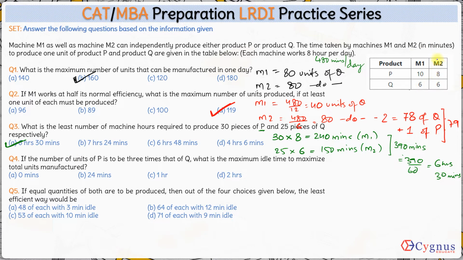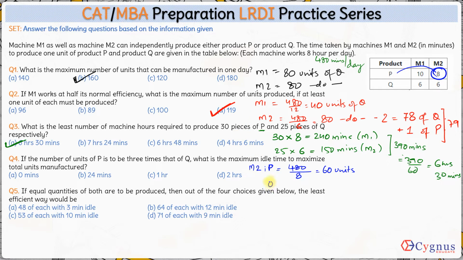So here let's do one thing. Since we have to maximize P, that means we'll have to minimize the amount of time required to manufacture P. So let us use M2 to produce only P here, right? So for the number of units of P produced by M2, the total amount of time in a day for each machine is 480 minutes, and P takes 8 minutes to manufacture 1 unit. So the maximum number of units of P that M2 can produce is 60 units.